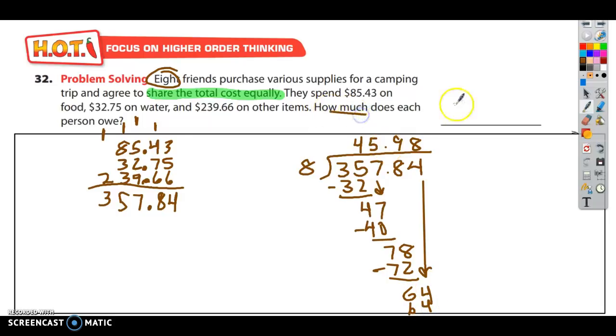How much? That means money. How much money is each person going to spend? $44.73.